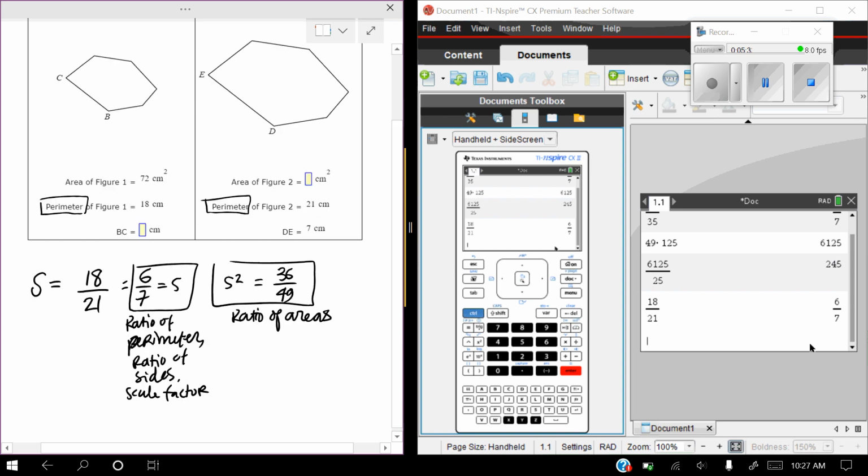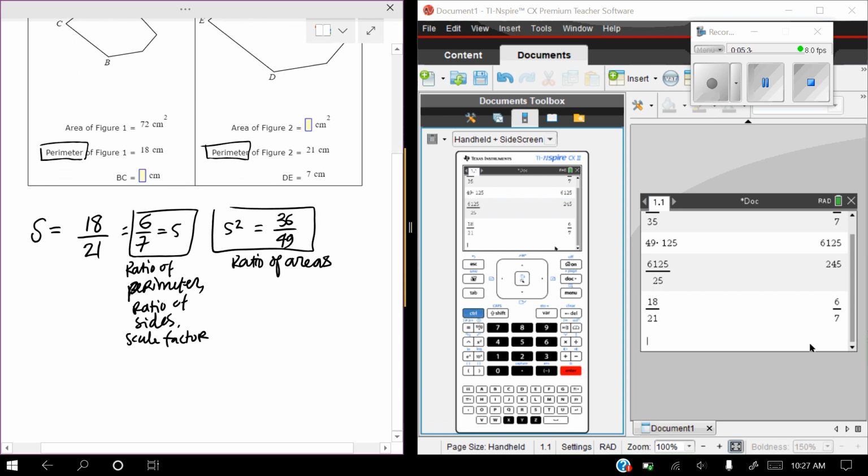All right, so let's use my scale factor to find the side lengths. We're looking for BC, that's what we want to know. And I know that DE equals 7. So BC compared to 7 is going to be our scale factor, 6 over 7. We're going to multiply by the denominator on both sides. That leaves us with BC equal to 6. 6 centimeters, but all you're going to enter in the box is 6.